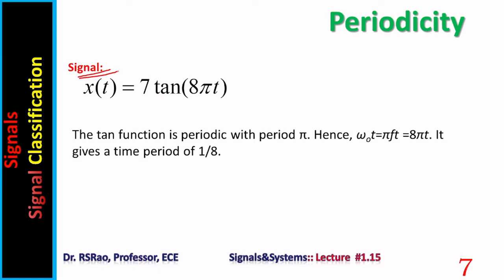Another problem. Here the signal is x of t equal to 7 tan 8 pi t. Tan is also a periodic function, but note its periodicity is pi. For cos and sine it is 2 pi, but for tan it is pi. Hence omega naught t is pi f t, which is 8 pi t. This is from the given expression. From this, T naught can be determined as T naught is 1 by f. It turns out to be 1 by 8.